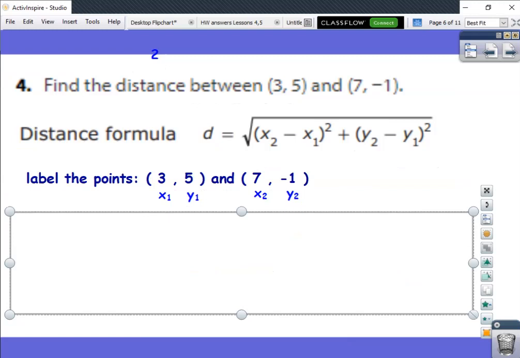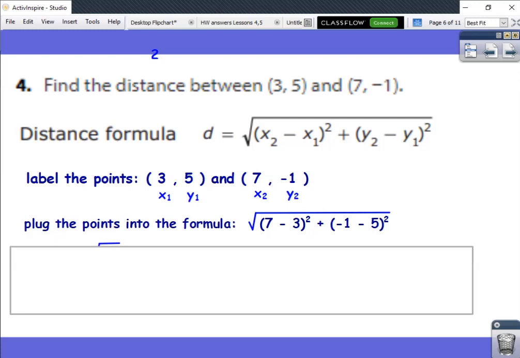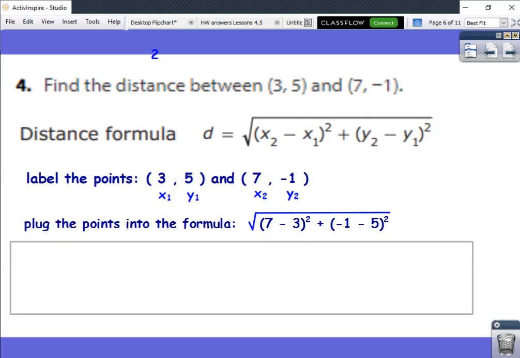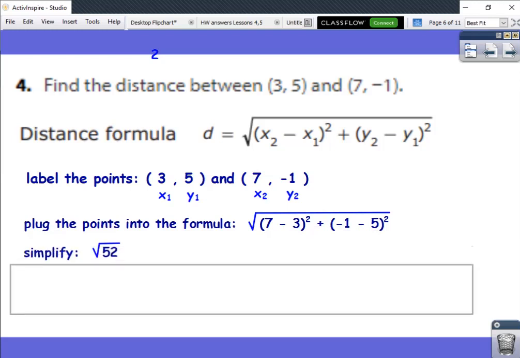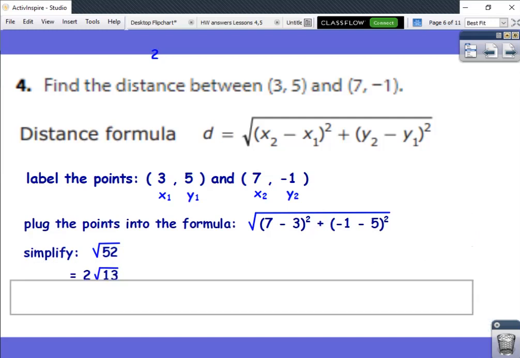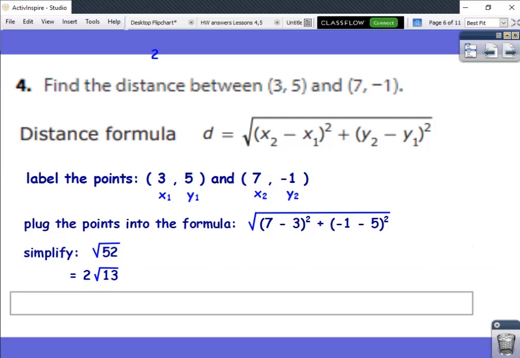Technically, I could switch this. I could call this the second point and this the first point. It doesn't matter which one's which. Just keep the x's in order and the y's in order. I plug it into my formula there, and I simplify everything under the square root. I don't want to plug it all into my calculator, because in this unit we want to simplify the radical and not get a decimal that goes on forever. So underneath the radical, I get 52. And how do I simplify that? That becomes 2 square root of 13.